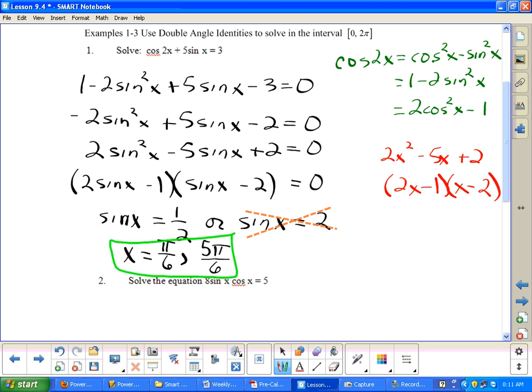All right, that wasn't very magical. So pi over 6 and 5 pi over 6 would be my answer then. All right, so let's get the next one.